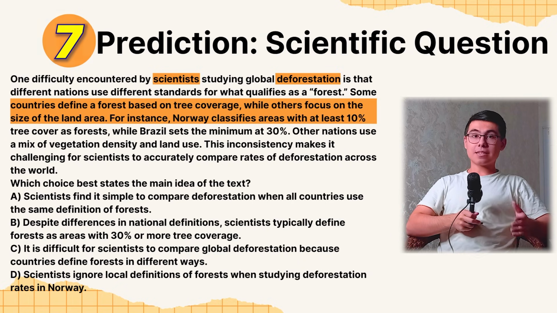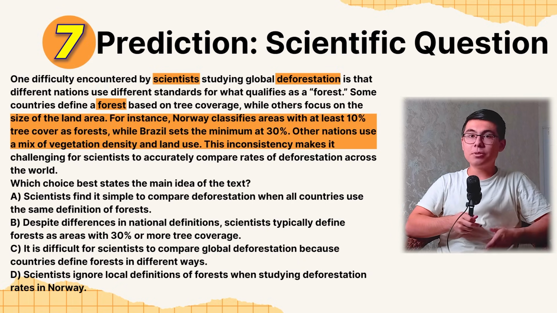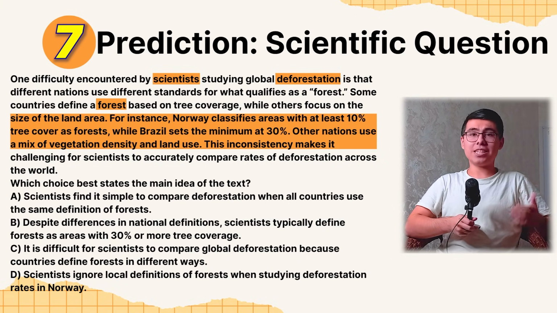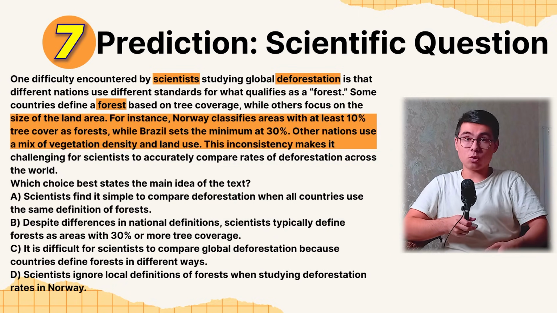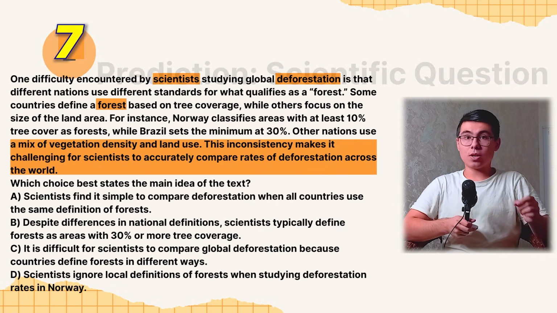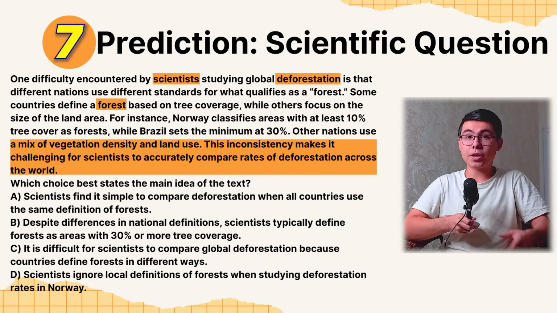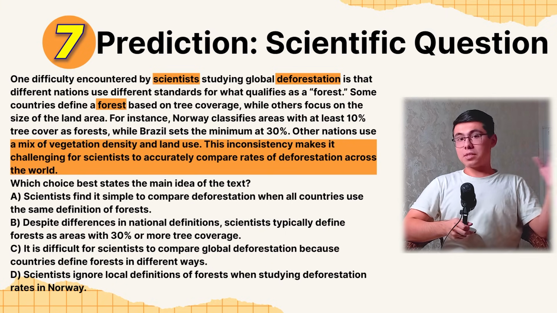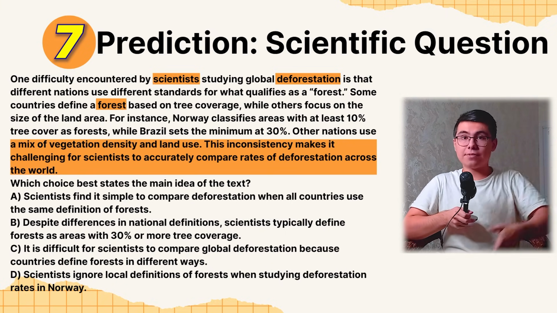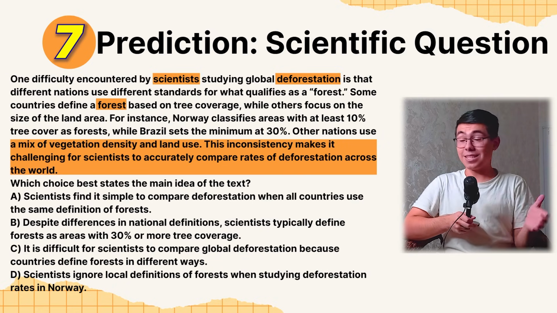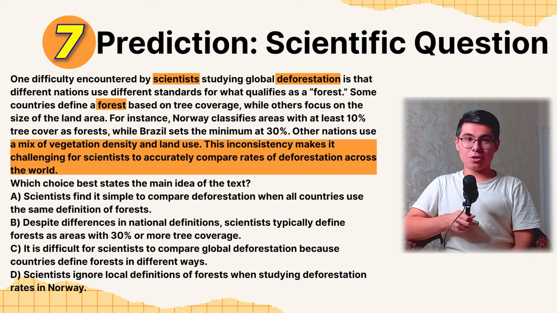An example of that is Norway says if you've got 10% tree cover, that's a forest. Brazil is like, nah, we need 30% tree cover. And some countries use both vegetation and land use. Then the passage ends with, this inconsistency makes it really hard for scientists to compare global deforestation. Okay, so now our summary is different countries have different definitions, so scientists can't compare stuff easily. So that's literally it. Now let's go through the choices.